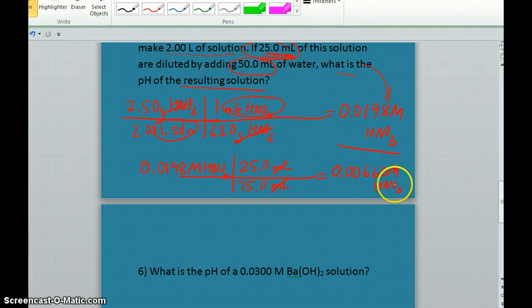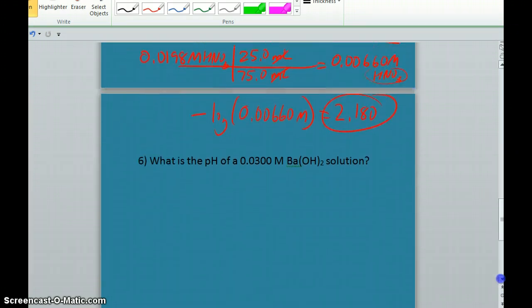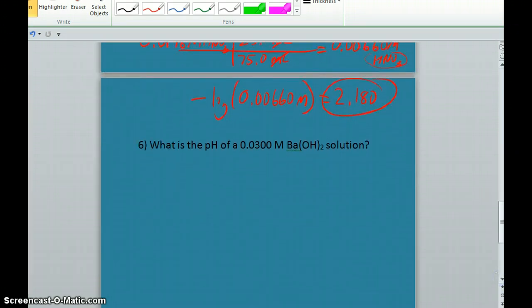And of course, since this is a strong acid, all 0.00660 moles per liter will dissociate and give me 0.00660 moles per liter of protons. And the negative log of 0.00660 molar protons is 2.180 for a pH, which is consistent with even a dilute strong acid solution, 2.180.